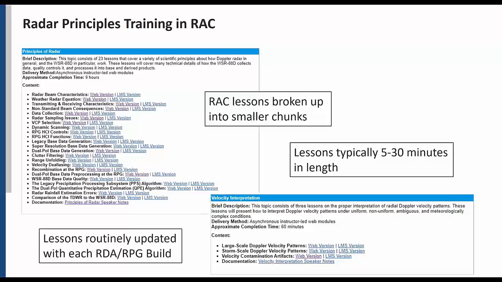Likewise, at least in terms of radar principles, a lot of this is tied to the radars themselves. And so whenever there is a new radar build update, we try to go in, analyze the CCRs, we talk with the folks at the ROC, and figure out, okay, what are going to be the issues that most impact operators, and then try to make those updates in our RAC lessons to abide by that. So that's a fairly routine process that we're going through about every 12 to 18 months.